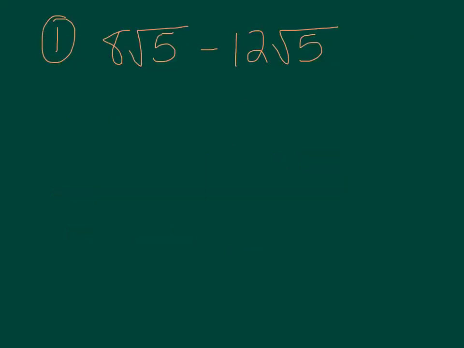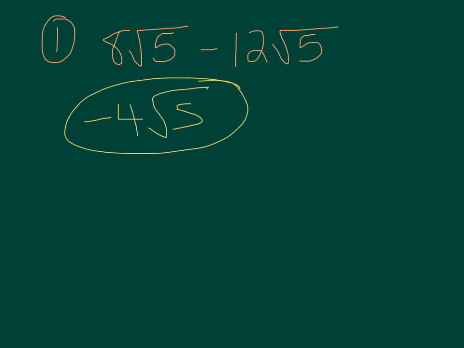All right, so let's take a look at this one. 8 square root of 5 minus 12 square root of 5. Now the square roots are the same, so they're like radicals. That means I can take my 8 and subtract 12, and I get negative 4 square root of 5. And that's my answer. So if the radicals or the square roots are the same, you just add or subtract the coefficients, whatever you're supposed to do.